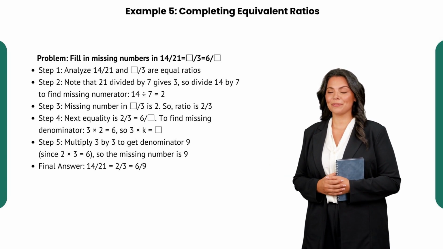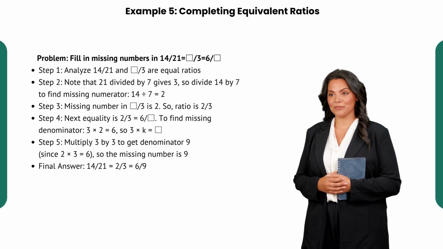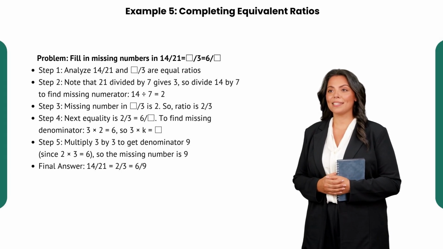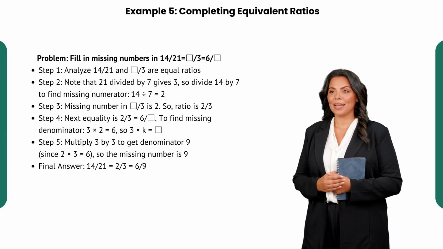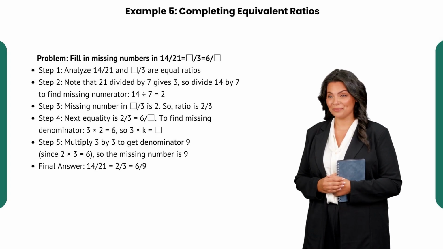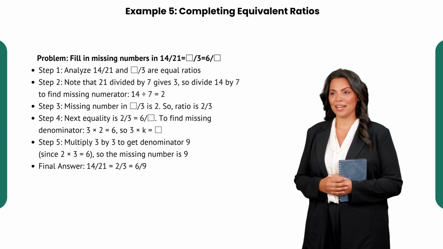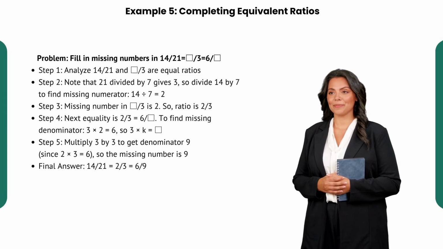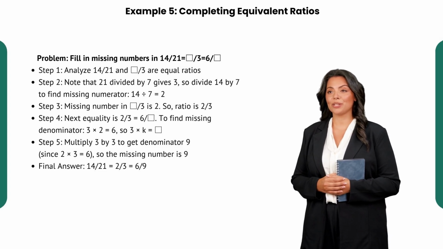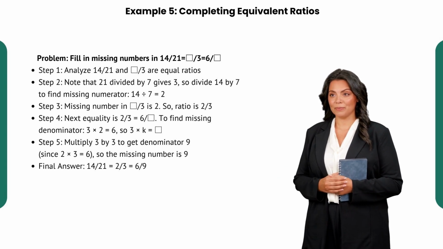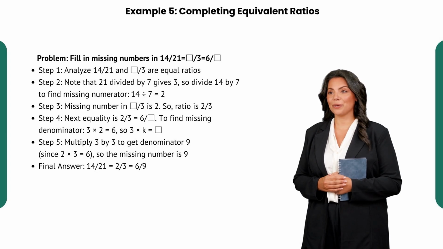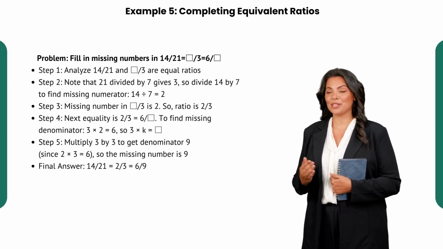Step 2. The second equality is 2/3 equals 6 over blank. To find the missing denominator, note that 6 is 3 times 2. That is numerator 2 times 3. Therefore, multiply denominator 3 by 3 to get 9. So, the missing denominator is 9. Hence, 14 over 21 equals 2 over 3 equals 6 over 9. All three expressions represent the same ratio. This exercise shows how to find missing parts of equivalent ratios by analyzing their relationships.